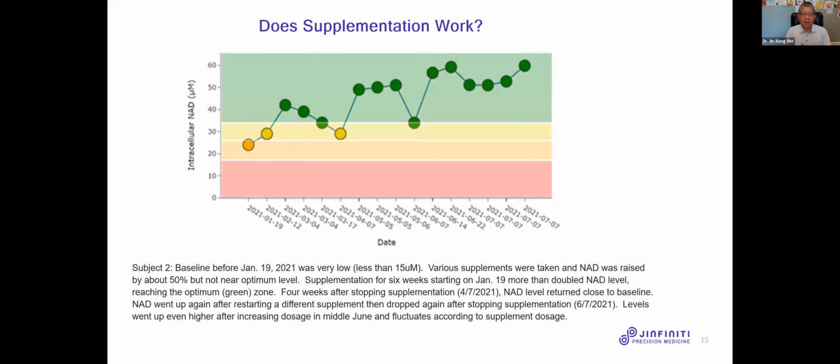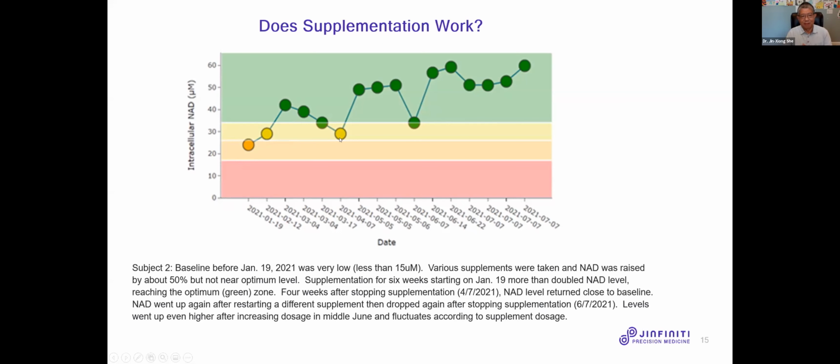Here, this is my data from me personally. I have been testing myself from over a year ago. I started quite low. I'm 59 years old. I started around 15 micromole. That's not shown here. And then I started managing it with this particular supplement. I was able to gradually get my level to over 40 micromole. And then I stopped taking the supplement. You can see the level comes down gradually.